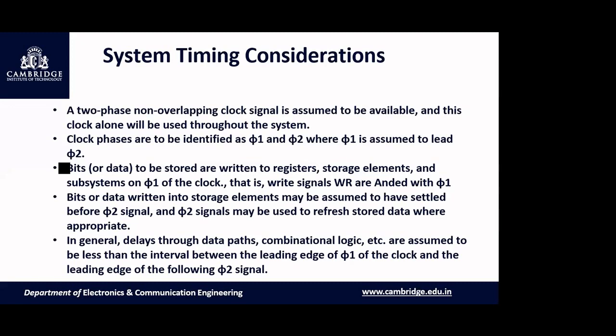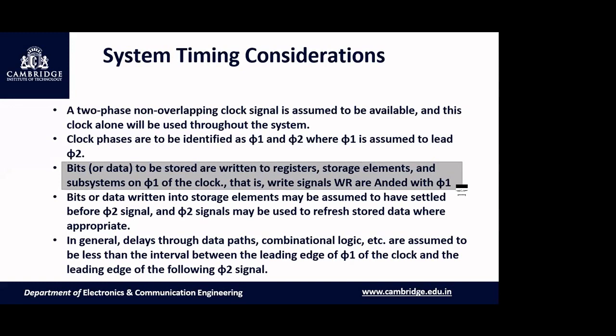First, if we want to perform a write operation, we'll see what is to be done. Bits or data to be stored or written to registers or storage elements and the subsystems on phi 1 of the clock. That is, the write signal WR is ANDed with phi 1. If we want to perform a write operation, we'll use the WR control signal that will be ANDed with phi 1, so that we can perform the write operation.